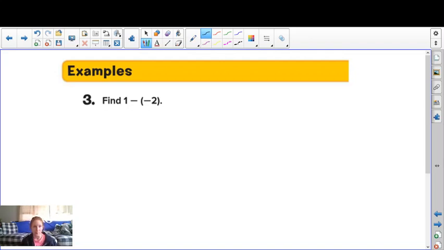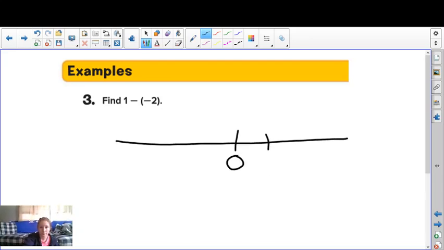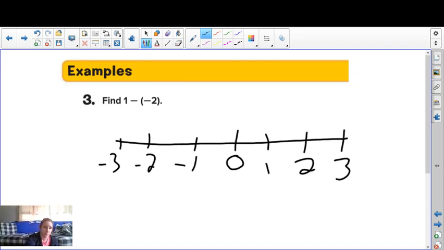Okay, I'm going to bring back the number line for a moment. 1 minus negative 2. So we're starting at 1. And I see the first sign, which is subtraction, so I start trying to go to the left. And then I see that other subtraction, so I end up actually turning back around and going to the right. And since that's the final direction, I end up going to the right.